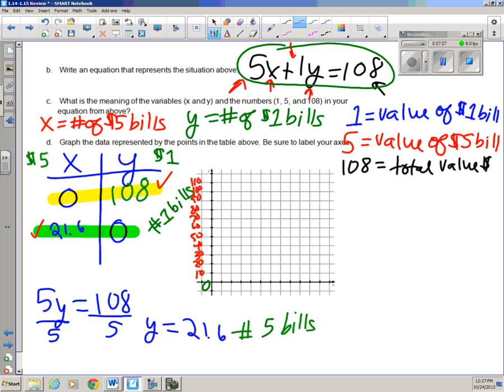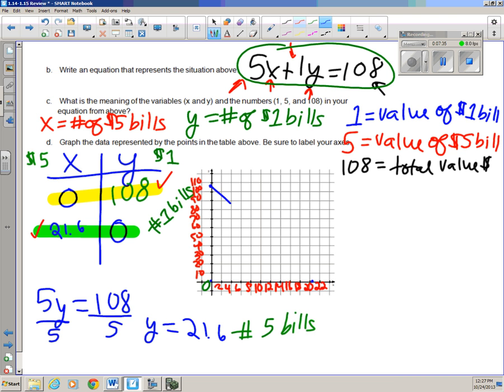I'm going to go by twos. 2, 4, 6, 8, 10, 16, 18, 20, 22. When I graph this, when x is 0, y is 108. So it's not quite up at 110, but it's somewhere about there. And when I graph the other one, when I go over 21.6, somewhere around here, I stay at 0.